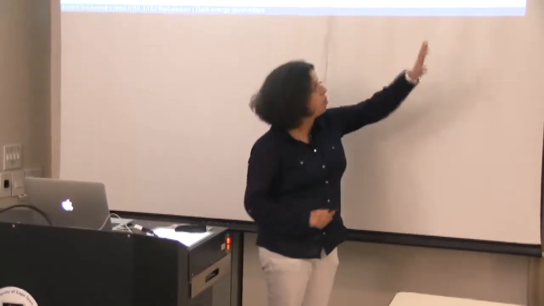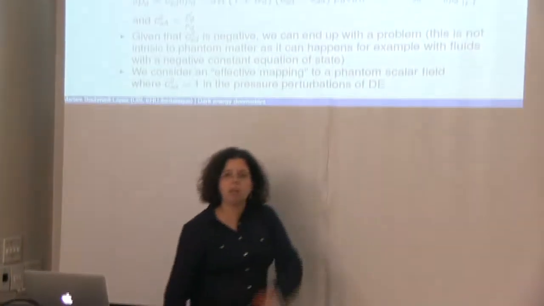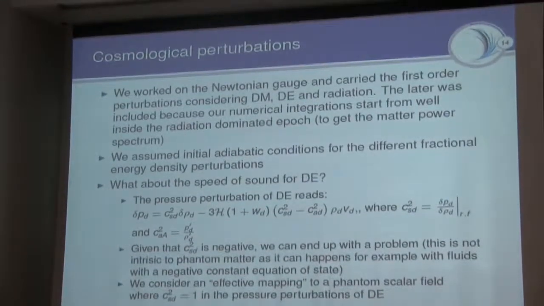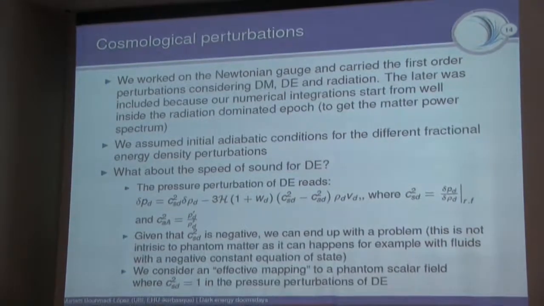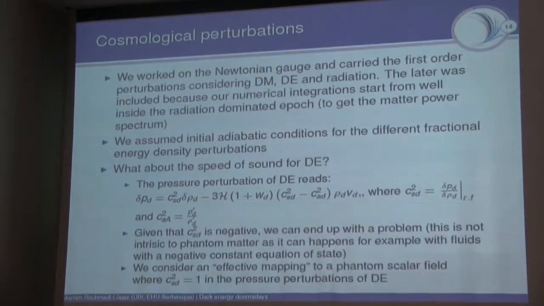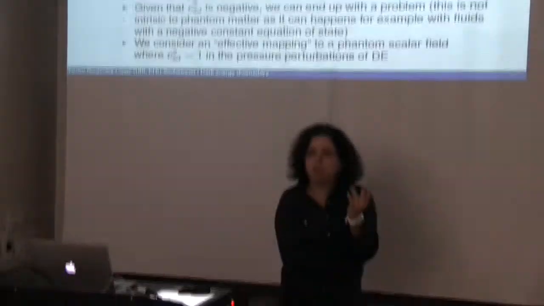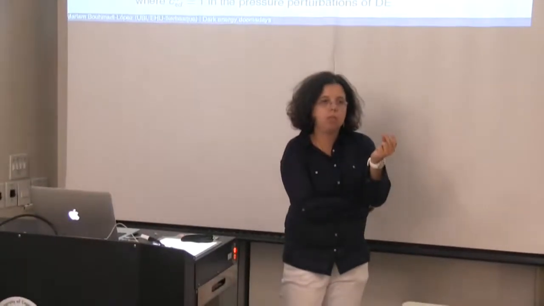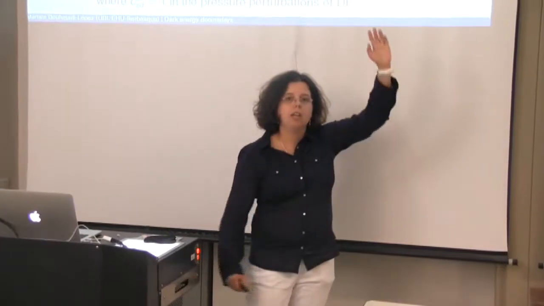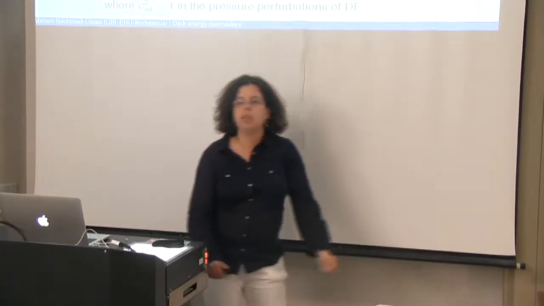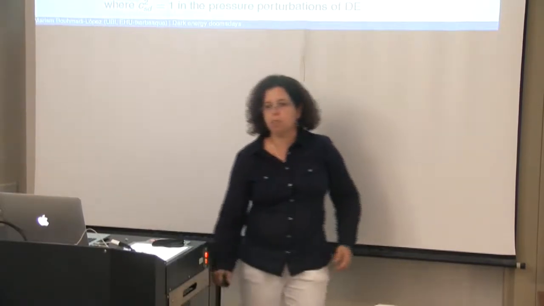So I will avoid the calculation. I will try as much as possible to stick just to figures, except on the last part that will be about conclusions. So we did first order perturbation. We chose the Newtonian gauge, and we have three types of matter: dark energy, dark matter, and we include radiation because we started our numerical integration from the radiation dominated epoch until now. Why? Because we wanted to obtain the matter power spectrum.